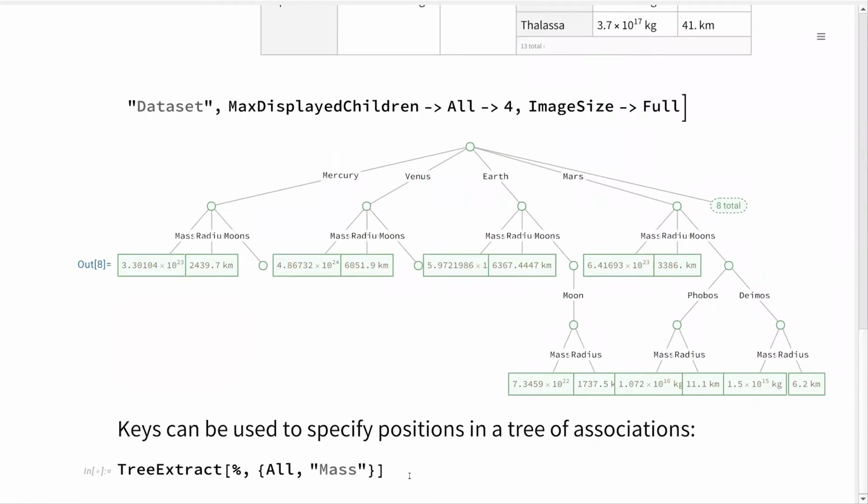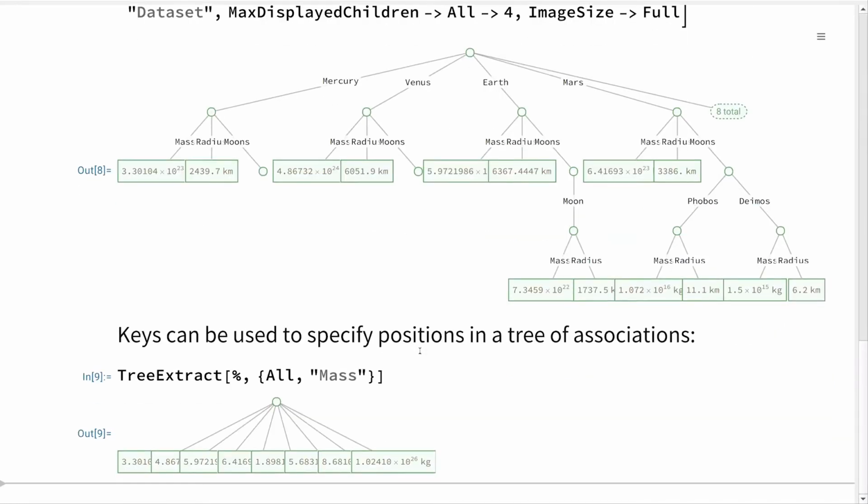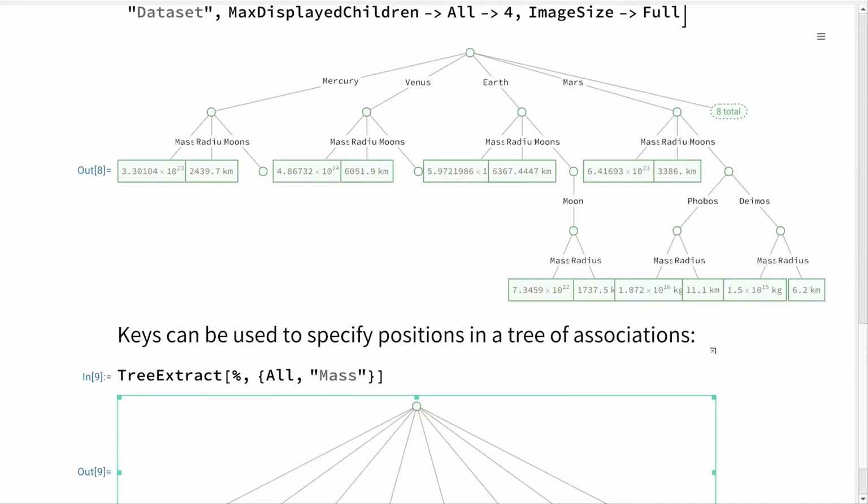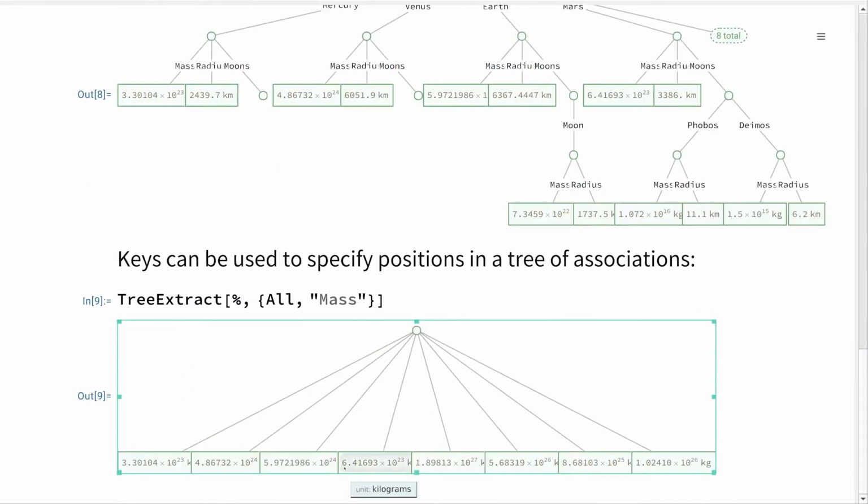So once you have a tree with an association of children, you can use the keys in the association to reference the positions of subtrees. So here's an example of extracting the mass from every planet in the dataset. Do TreeExtract of that. There we see the masses of the planets.